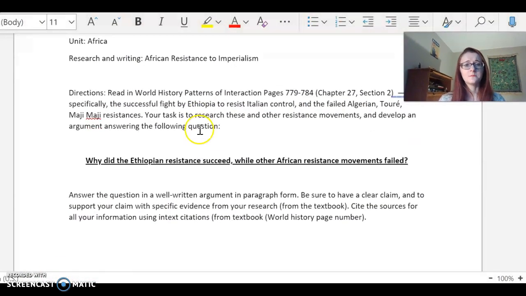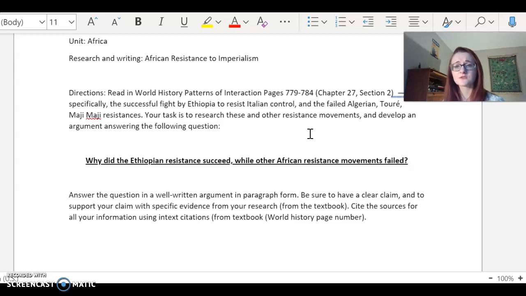So what you need to do for today is to get to your textbook. It's World History Patterns of Interaction, pages 779 to 784, which is chapter 27, section 2, if you are looking at the online version that I had put in on Teams.